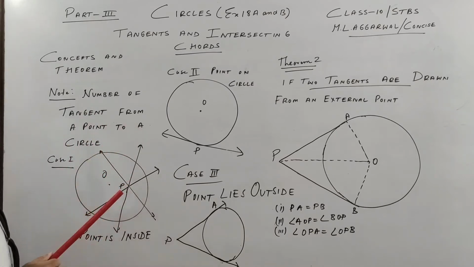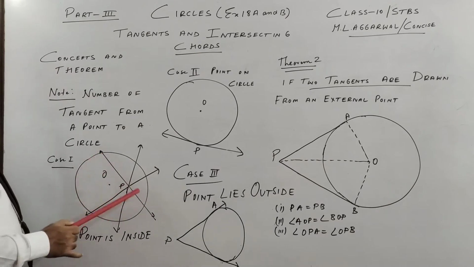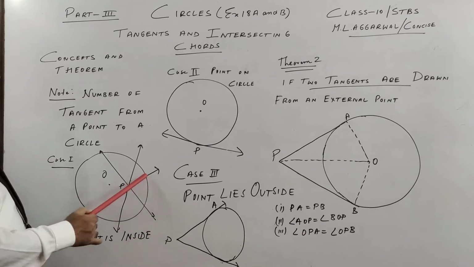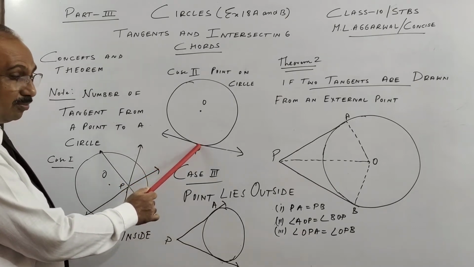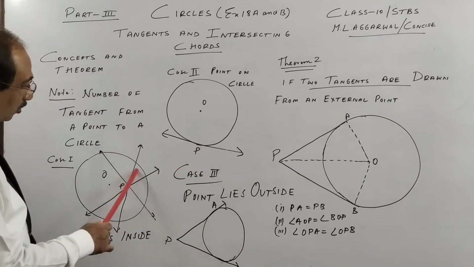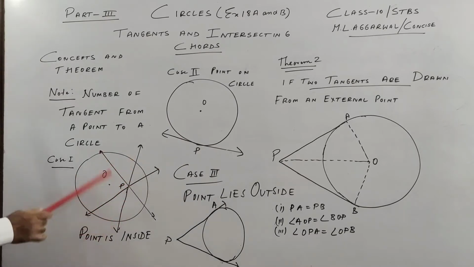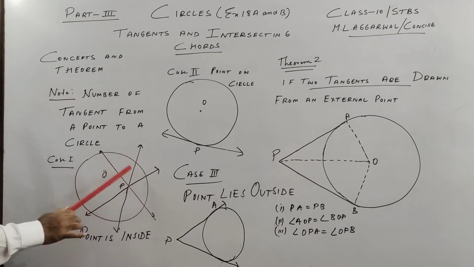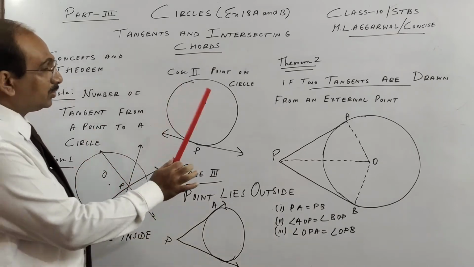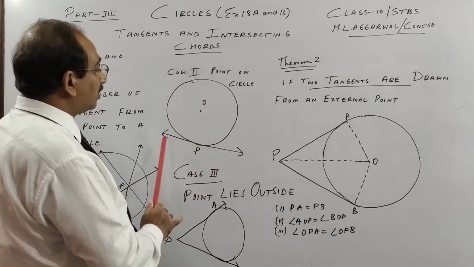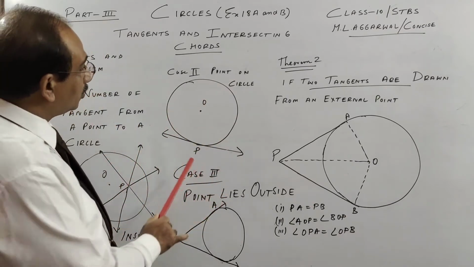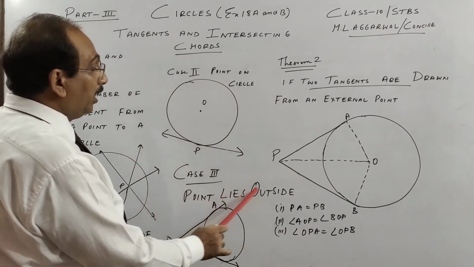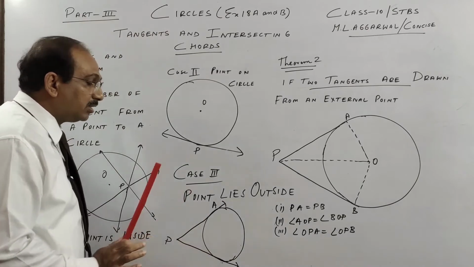When the point is inside, you will see, children, each line through the point cuts the circle in 2 places, but a tangent has to touch at one place on the circumference. So none of them are tangents. They cut the circle at 2 places. So no tangent is possible when the point P is inside the circle. Second situation, when the point is on the circumference of the circle, there is one and only one tangent possible. Any point you take on the circumference, you'll have one tangent. But when the point is outside, there are exactly 2 tangents.